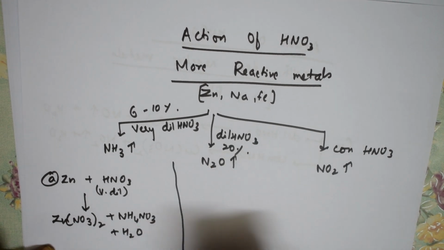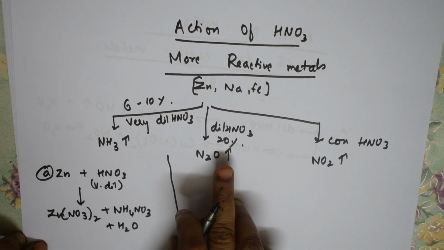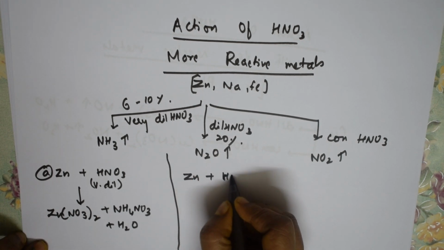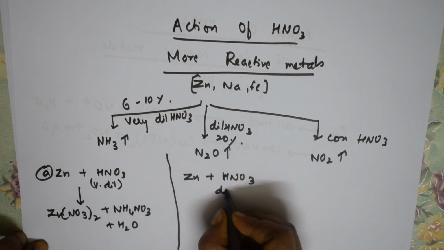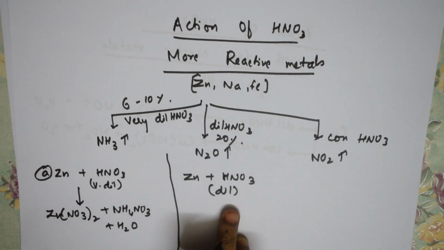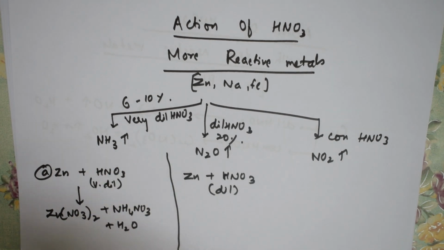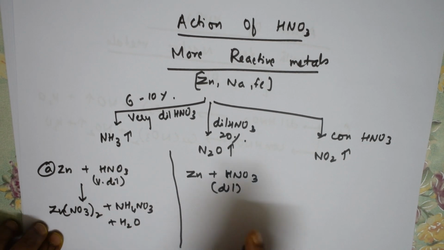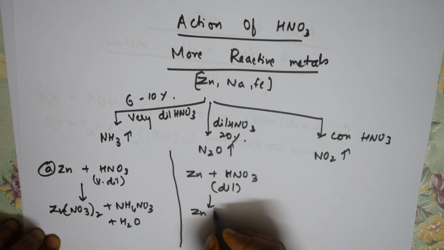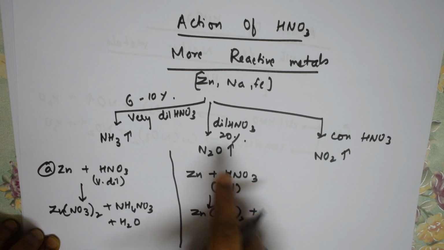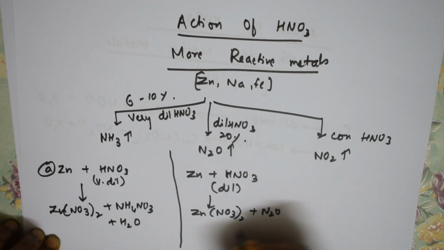Let us draw one line. Suppose I'm taking dilute HNO3, zinc plus HNO3, now this is dilute. This is almost 20%. Here this is 6 to 7%. This is 6 to 10%. This is 20%. Same thing, you will be getting zinc nitrate, perfect. But what did I say? I'll be getting N2O. N2O plus water.